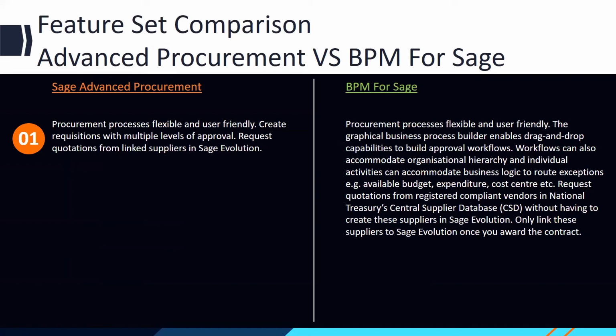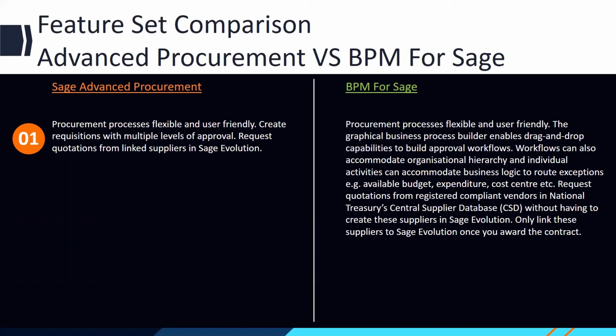The graphical business process builder enables drag and drop capabilities to build approval workflows. Workflows can also accommodate organizational hierarchy, and individual activities can accommodate business logic to route exceptions. Some of these examples are whether there's available budget, the expenditure type, or even cost center approvals.